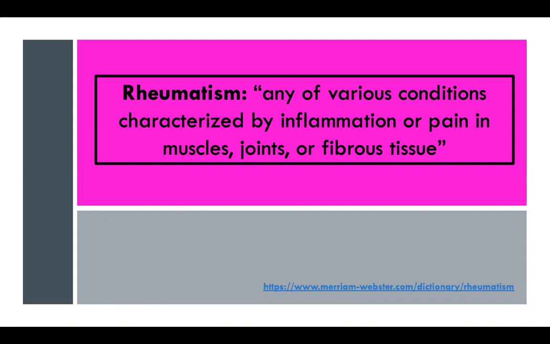Rheumatism, by definition, is any of our various conditions characterized by inflammation or pain in muscles, joints, or fibrous tissue. So a lot of what we see in the musculoskeletal system. As you can see, this might have a lot of overlap with some of our musculoskeletal conditions that we are primed to evaluate in a physical therapy setting.